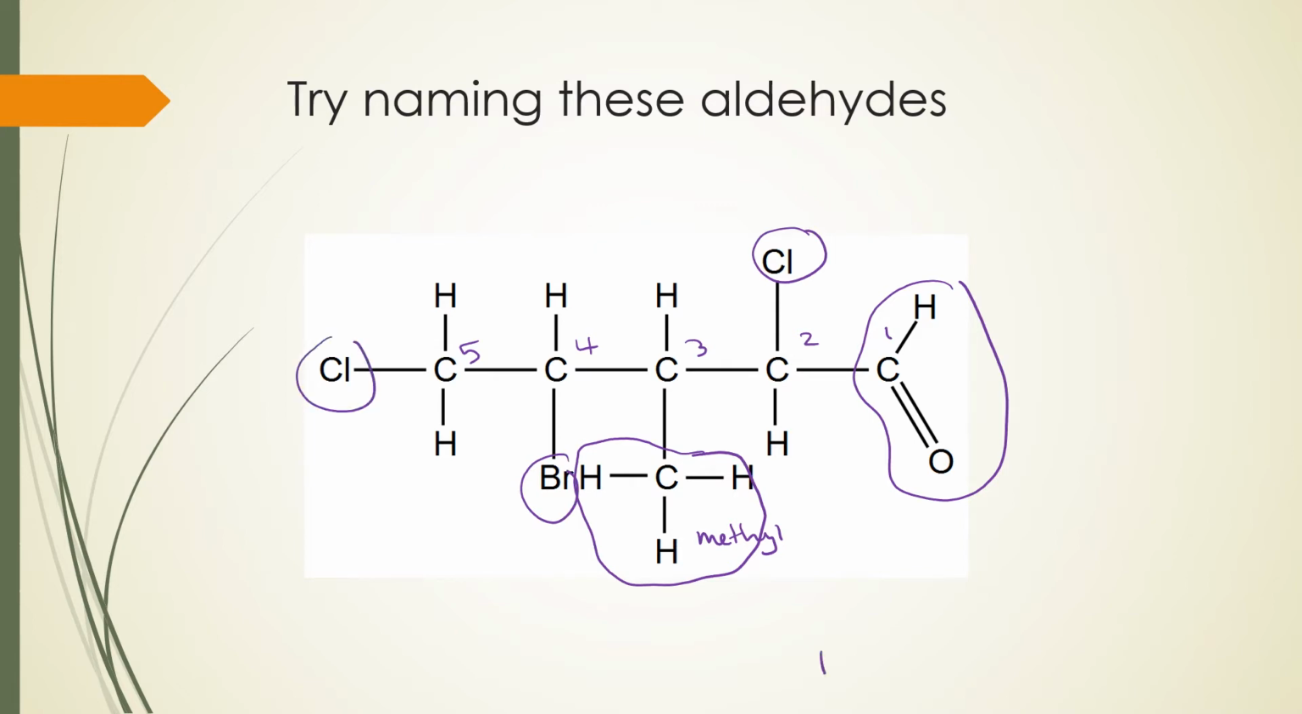So it is pentanal, al for the aldehyde. We've got a methyl group, and that is on carbon number 3. We've got 2 chloros, so it's a dichloro, which is on carbon number 2 and 5. And we've got a bromo, which is on carbon number 4.